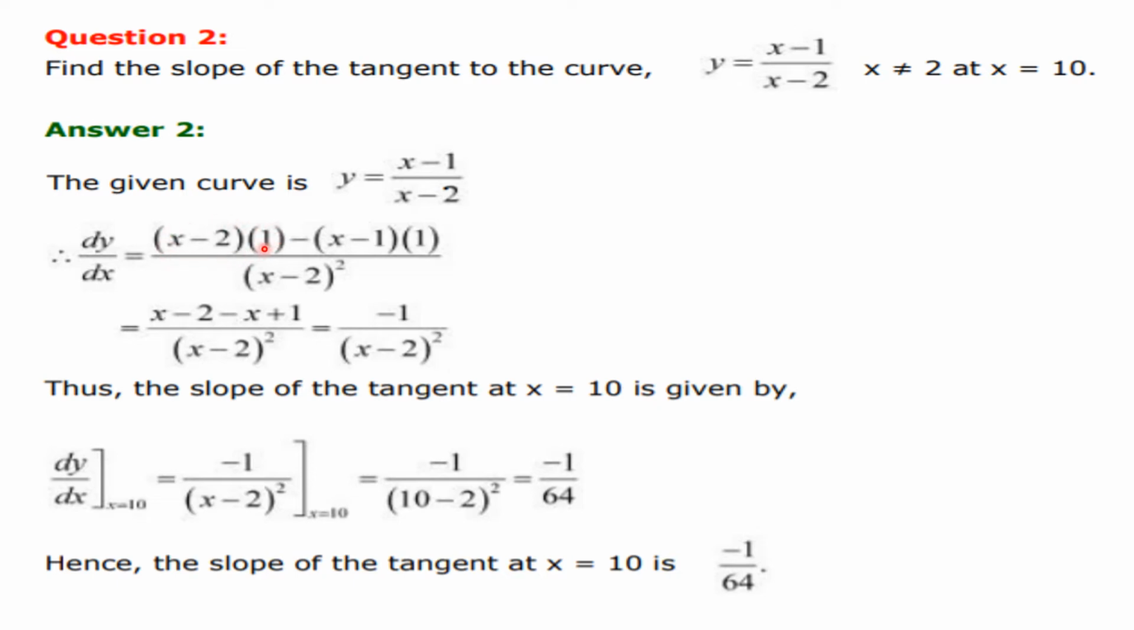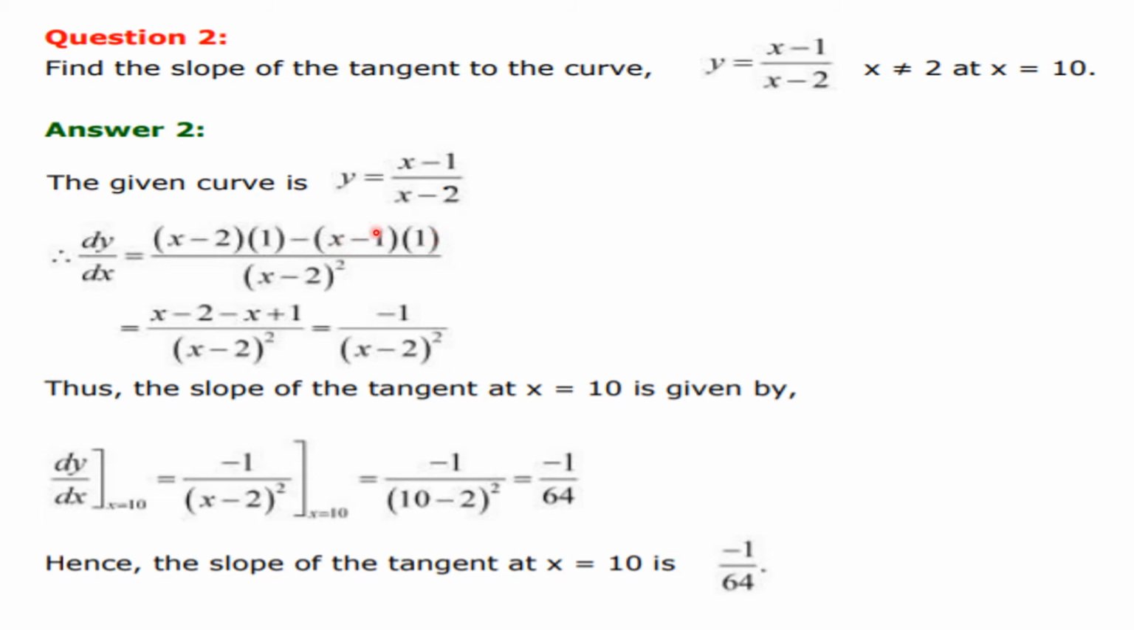Understood this first term in the numerator, my dear children? Right. We are directly writing the values. Minus u into, that is x minus 1 into derivative of denominator. What is the derivative of the denominator? Find the derivative of this function in rough work. What will you get? 1 only.